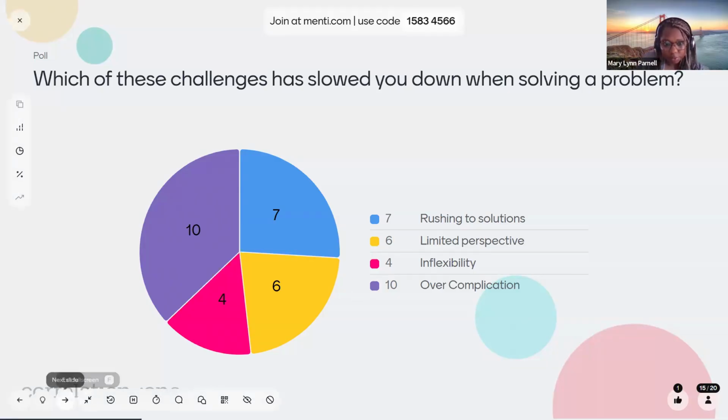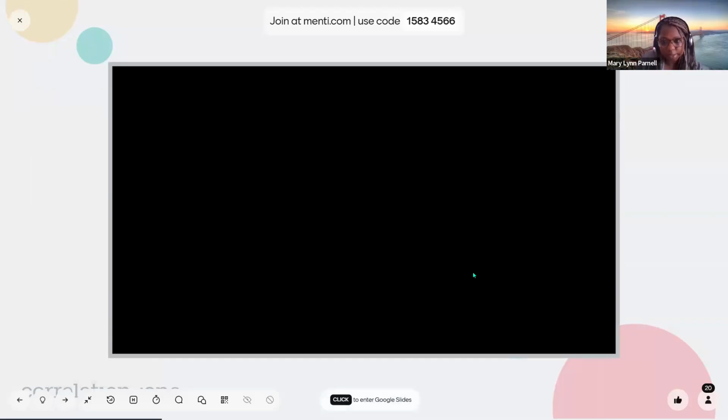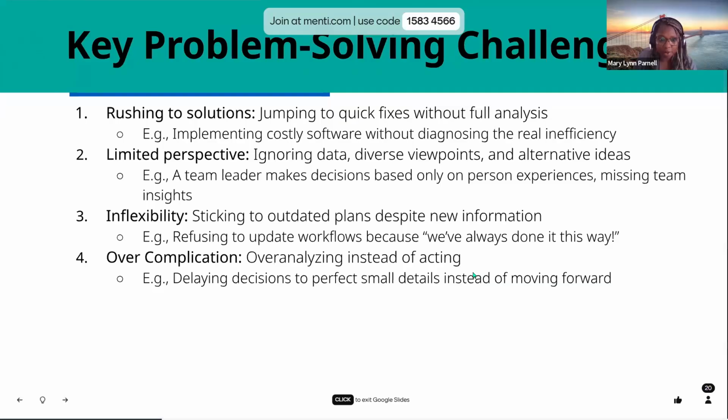And let's see, where do I go from here? We go back into the spreadsheet. Okay. So like we said, the four key problem solving challenges. One is rushing to solutions. So we're jumping to quick fixes without a full analysis. For example, we might implement a costly software without diagnosing the real efficiency. We may change our software because we think it doesn't work, but it could just be users and we just need to do training as opposed to just throwing out the software and finding something new.